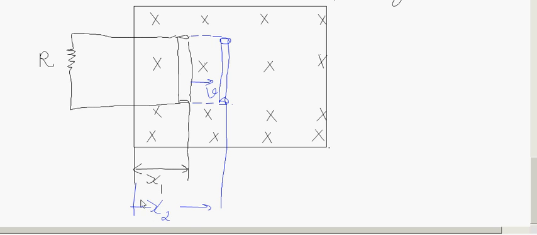Now when the rod is moved, the new position of R will also change. This is the new position of R. So let x1 and x2 be the lengths of horizontal arms of the circuit at T1 and T2 respectively. Now let us calculate the area of this loop inside the magnetic field at T1 and T2.